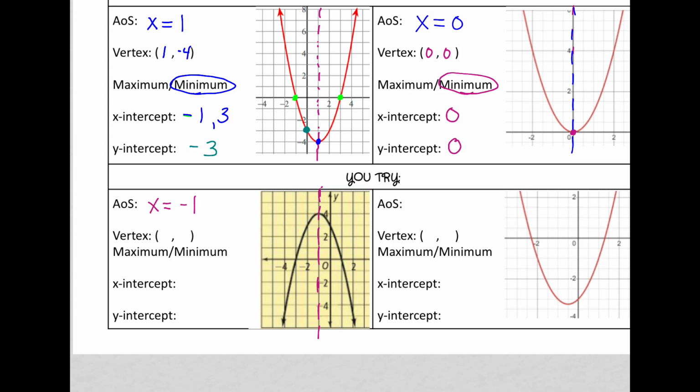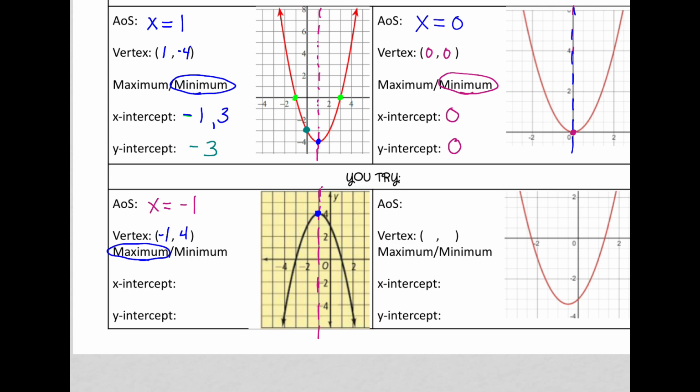Our vertex, so we take a look at where that parabola crosses that axis of symmetry, and we see that at -1, 4. I'm going to fill that in. And if that is a maximum or a minimum, our parabola is opening downward, which means that that vertex is a maximum. That's the highest point of that parabola.